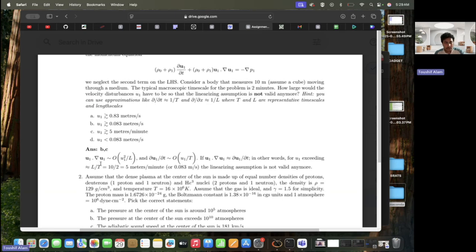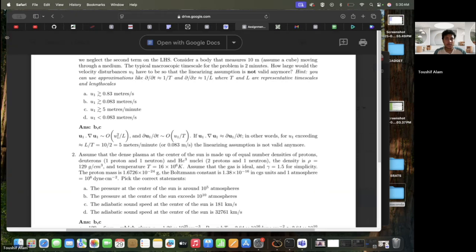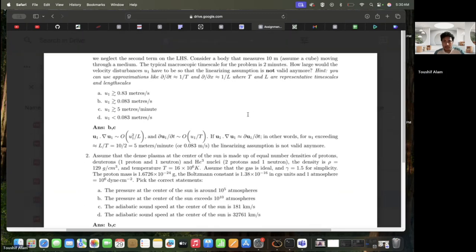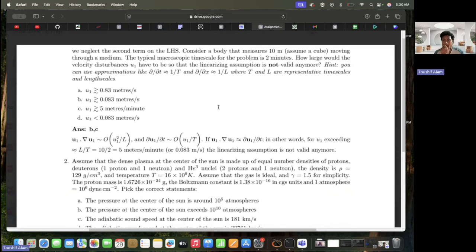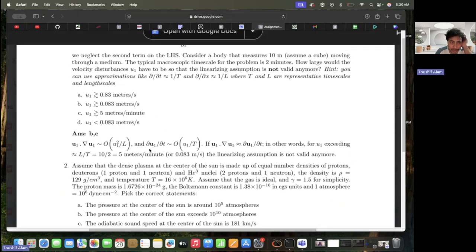Suppose that E1 dot grad E1, the order of E1 is square by L, right? And del E1 del T. In other words, for E1 exceeding L by T, 10 by 2, so 5 meters per minute. Okay, so option C or 0.083 meters per second. Both are the same, just a 10-minute conversion.